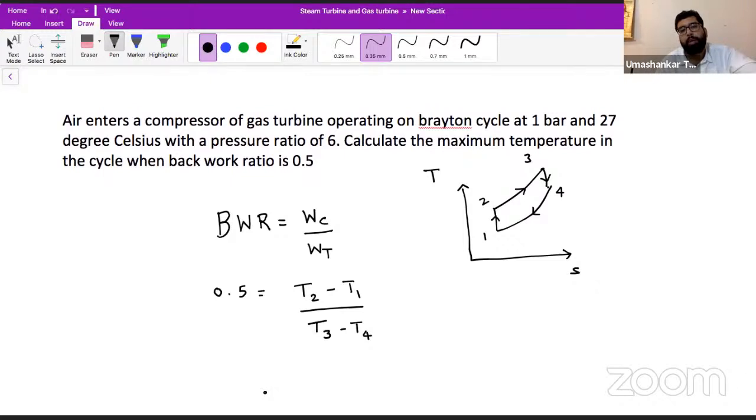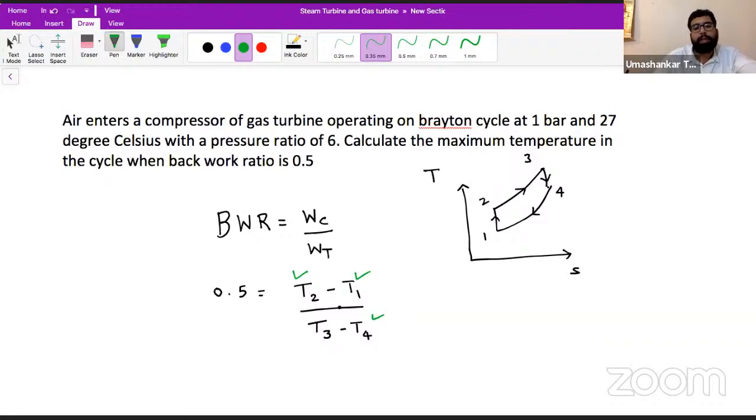Now what do we have to calculate? We have to calculate this T3. If we use this equation, what else do we require? We require T1, we require T2, and we require T4. If we have these three, we can have the value of T3 as well.